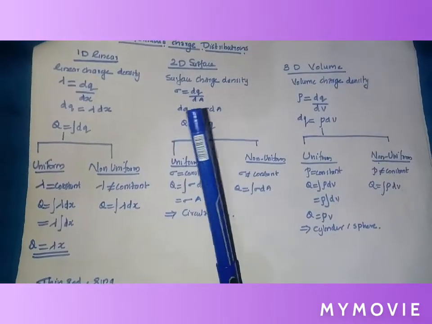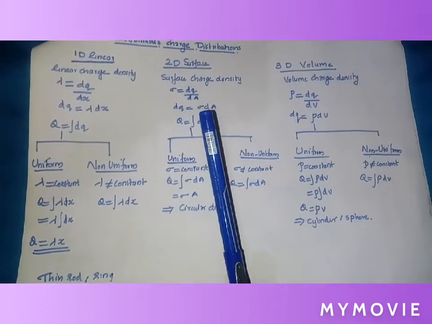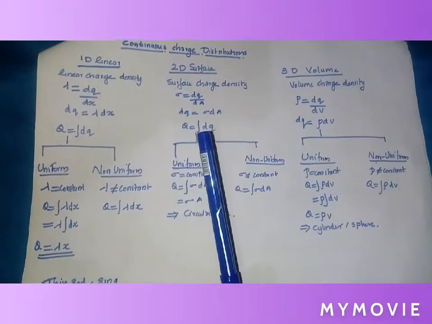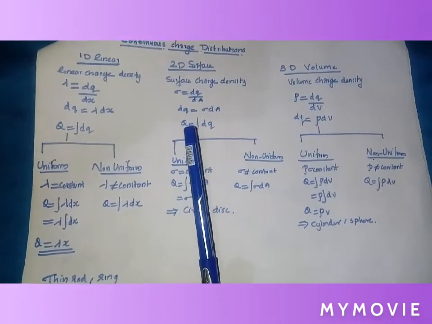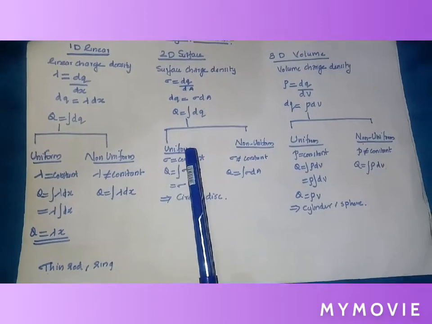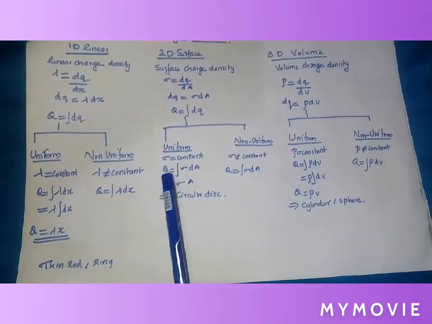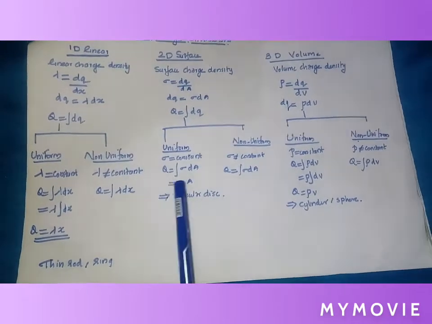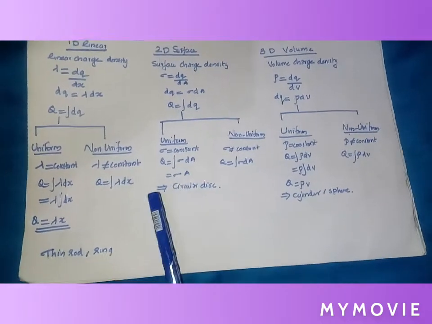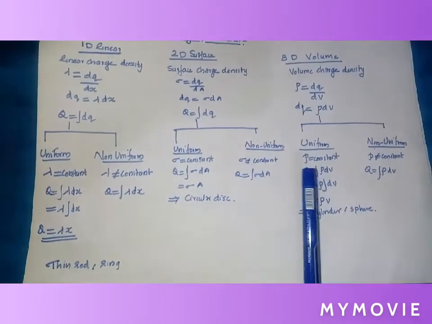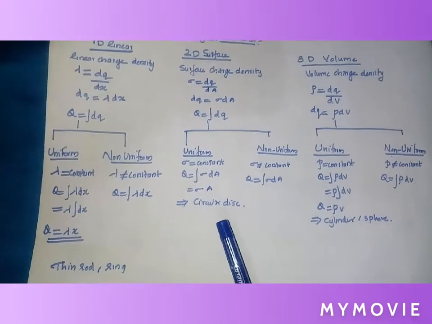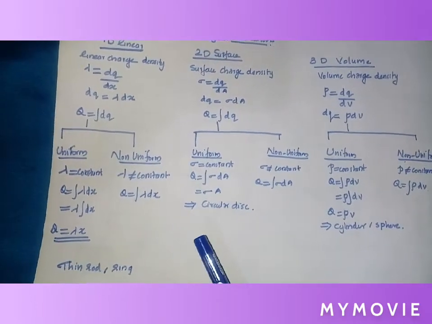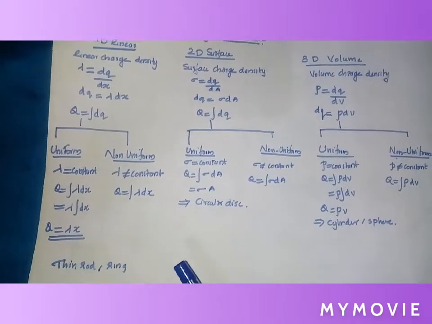Surface charge density means sigma is equal to dq by dA, that is charge divided by area. dq is equal to sigma dA. Total charge q is equal to integral dq. Uniform case means capital Q is equal to integral sigma dA. Sigma is constant and integral dA, that is A. And non-uniform case, that is sigma is not a constant, q is equal to integral sigma dA. We are discussing here the circular disc.